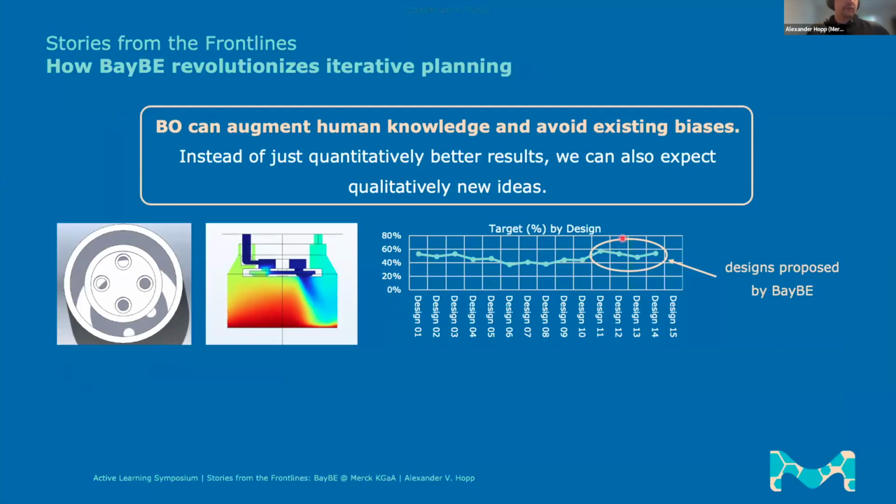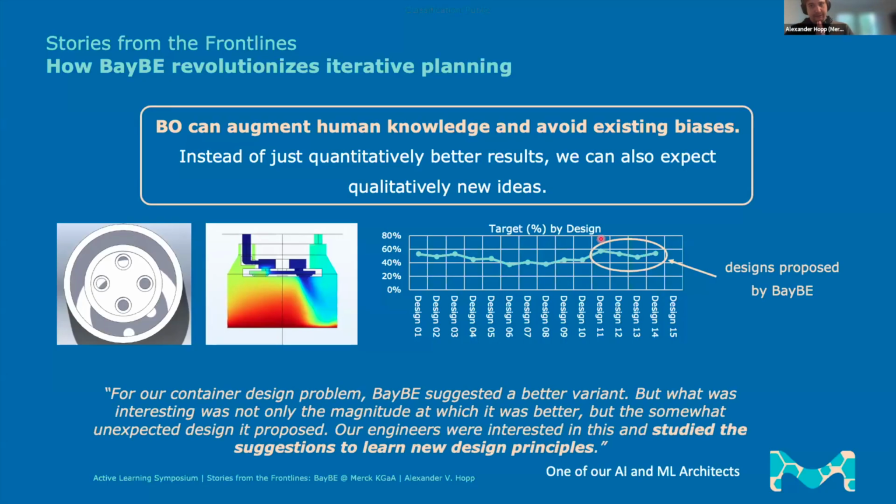We see that the designs proposed by BayBE are very good compared to the designs that were already there. They're not extraordinarily better, not like plus 10% or something like that, but they're definitely on the top end of what has been done. But this is not the point that I want to make here. The point is that one of the feedbacks that we got for this use case that we did internally is that for our container design problem, BayBE suggested a better variant. So first of all, that's always nice.